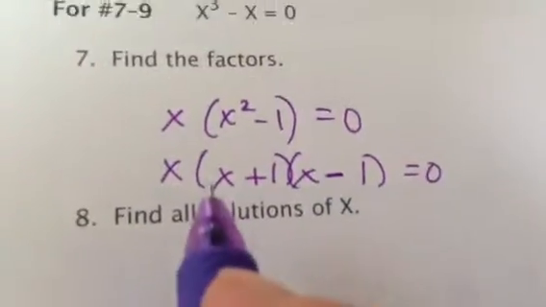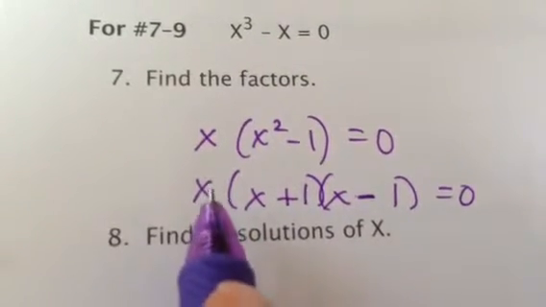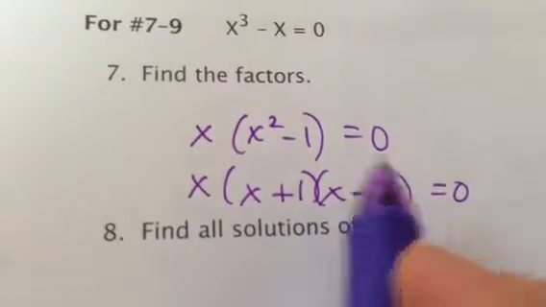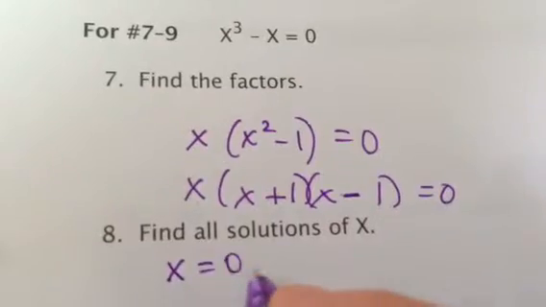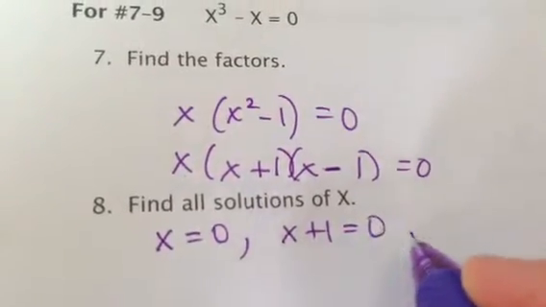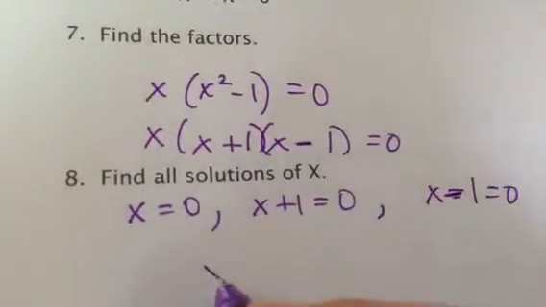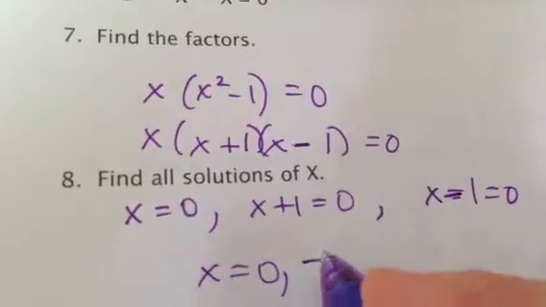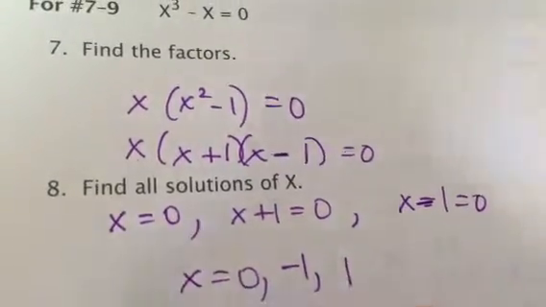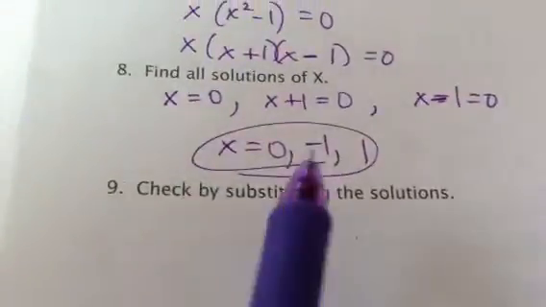We factored it out. When it says to find the solution, some of you guys can do this mentally, but notice there are 3 factors. 1, 2, 3. All of these are going to need to equal 0. So either x equals 0, or x plus 1 equals 0, or x minus 1 equals 0. And then just solve. So you're going to get either 0, -1, or a positive 1. Okay? Then yeah, you should check it.